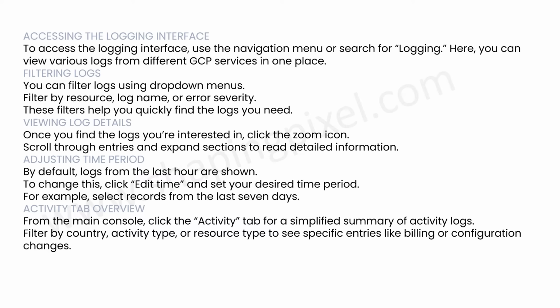Once you find the logs you are interested in, click the zoom icon, scroll through entries and expand sections to read detailed information. By default, logs from the last hour are shown. To change this, click edit time and set your desired time period. For example, select records from the last 7 days. From the main console, click the activity tab for a simplified summary of activity logs. Filter by country, activity type, or resource type to see specific entries like billing or configuration changes. Now you know how to find and read logs using Google Cloud Operations Suite, making troubleshooting and auditing easier.